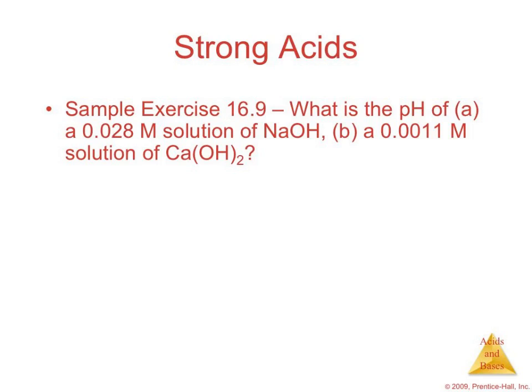Lost my place here. Oh wait, I'm sorry, I was looking at the wrong thing. The pOH, I apologize, is 1.55. I'm trying to do this just by looking at the book so I don't have to actually do the calculations. If you take the negative log of 0.028, you're going to get 1.55, not 12.45.